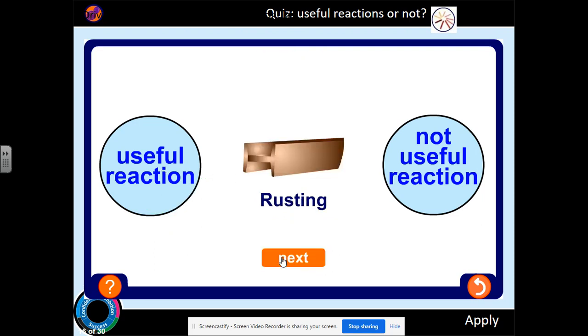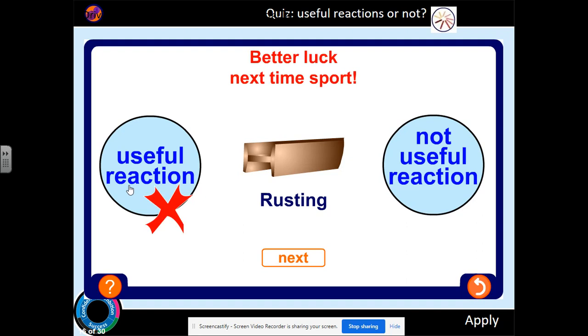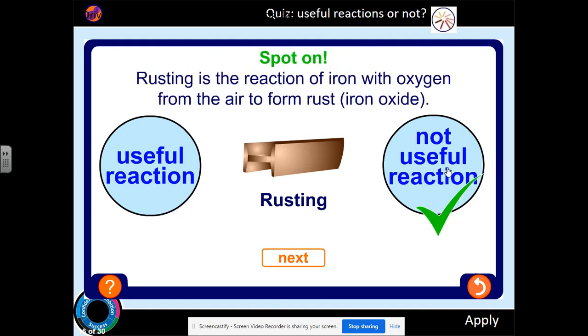Rusting. Is rusting useful? Let's go with useful reaction. Better luck next time, sport. Simply put, it is not useful. Rusting is the reaction of iron with oxygen from the air to form rust, in other words, iron oxide.